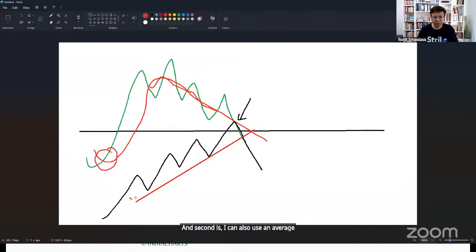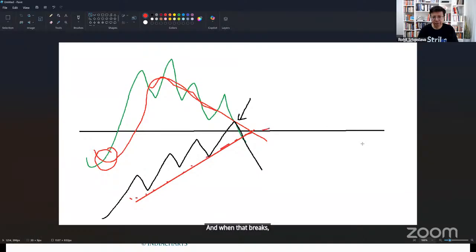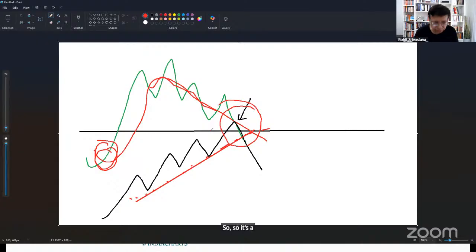If not a trend line, use an average. You could use the 20-day average. And when that breaks, so something has to break outside of that, it tells you that the price trend is reversing in combination with momentum. And that is our exit signal. So now you know when to buy and when to exit. I've given you both. This is when you buy. This is when you exit. So it's a combination of these two things.